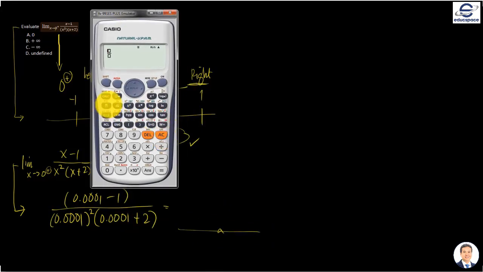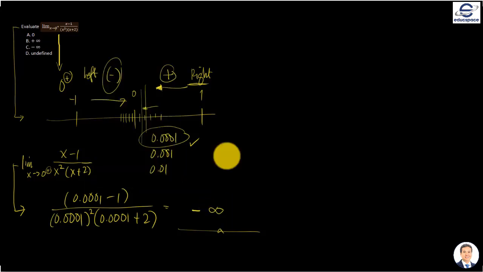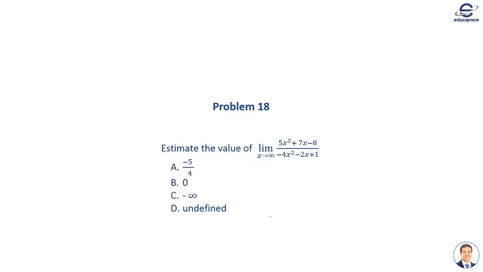Alright, what is the answer? We can use the calculator. Numerator is 0.001 minus 1 over 0.001 squared multiplied by 0.001 plus 2, equals. So we have negative infinity. That is because in the numerator, as you can see, we have negative, and here we have positive. Negative over positive is negative infinity, and so the answer here is letter C.